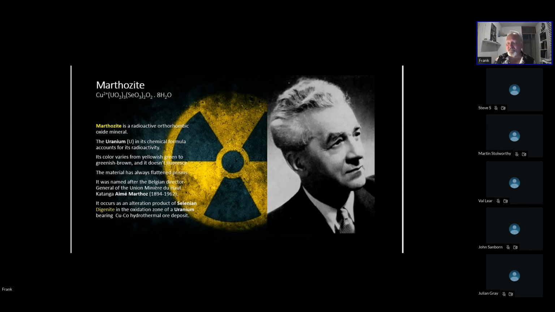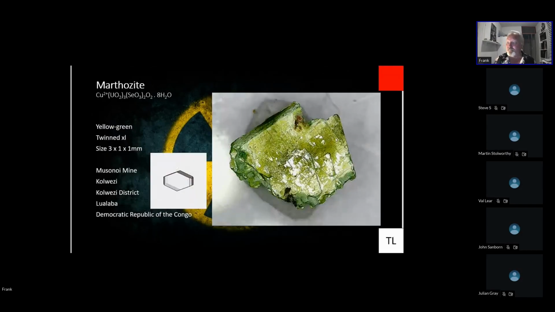Martensite, another orthorhombic oxide mineral. Its color varies from yellowish green to greenish brown, and also doesn't fluoresce. And the material has always flattened prisms. It was named after the Belgian Director General of the Union Minière du Haut-Katanga, Aimé Martos.